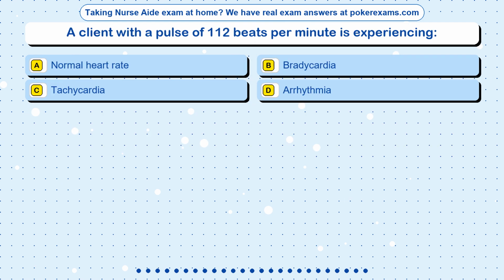Question 7. A client with a pulse of 112 beats per minute is experiencing: Option A, normal heart rate. Option B, bradycardia. Option C, tachycardia. Option D, arrhythmia.